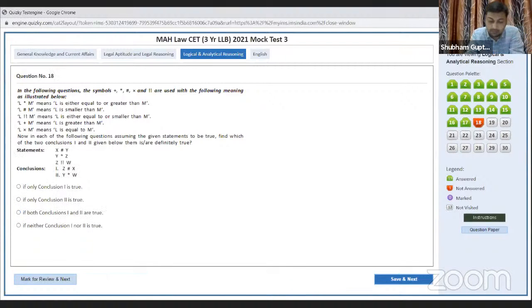Are you guys doing it with me? Please do it. Please try it. If you have not solved it, it will help only you.